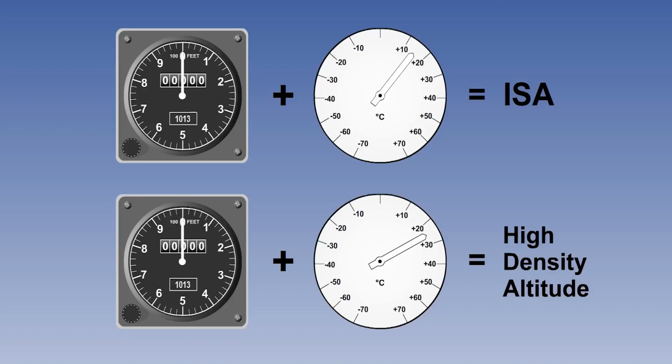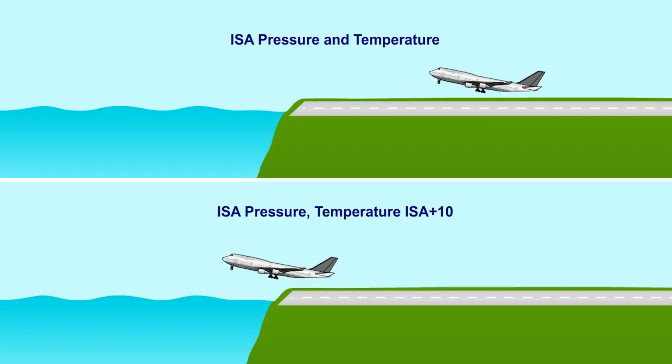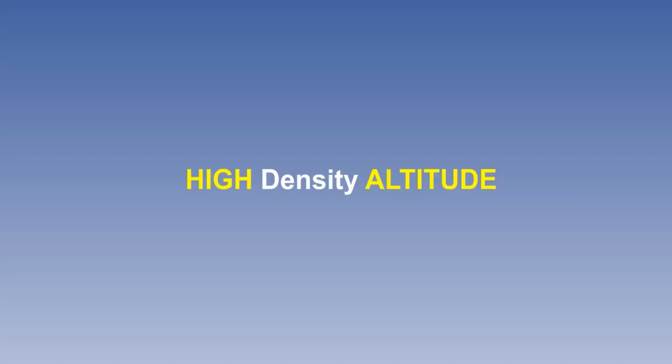In practical terms, this means that the aircraft would need a higher TAS for a given dynamic pressure, and thence a longer takeoff run to achieve the necessary rotate IAS. To remember what a high-density altitude means, just think of it as high-density altitude.